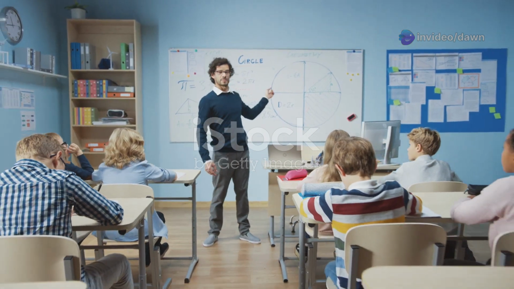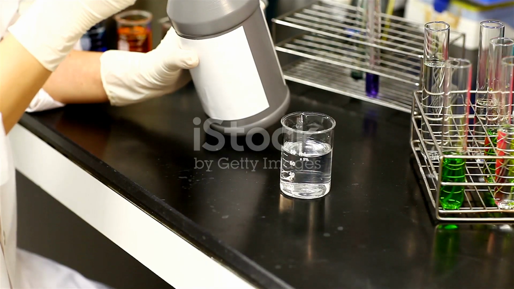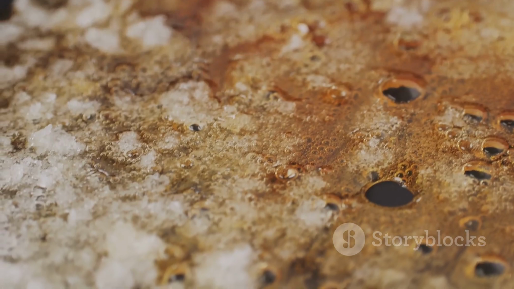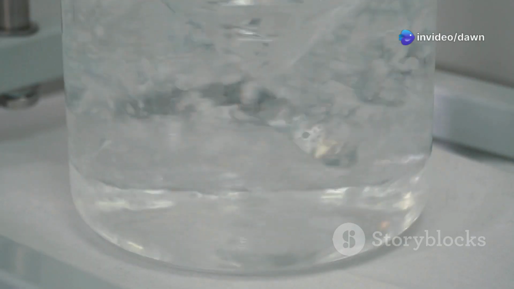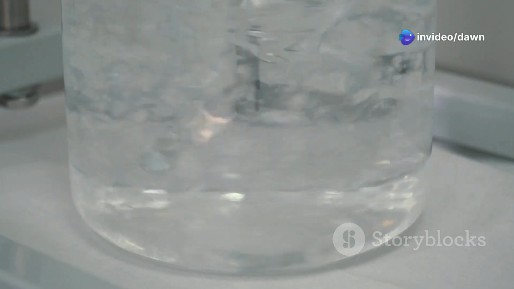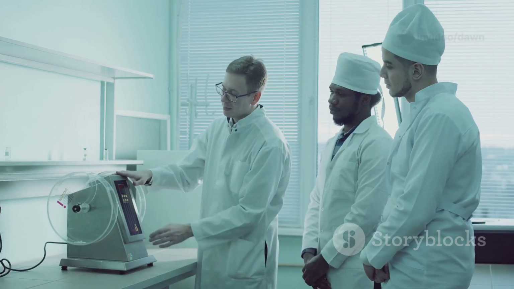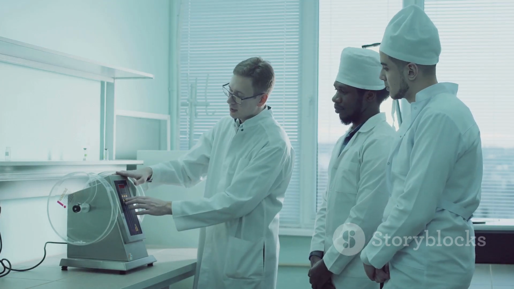Let's dive into different types of mixtures. The first one is a solution. Solutions happen when one substance dissolves completely into another. The result? A special mixture where you can't see the different parts anymore. The substance that dissolves is called the solute, and the substance that does the dissolving is called the solvent.